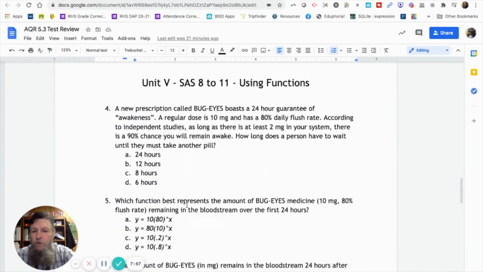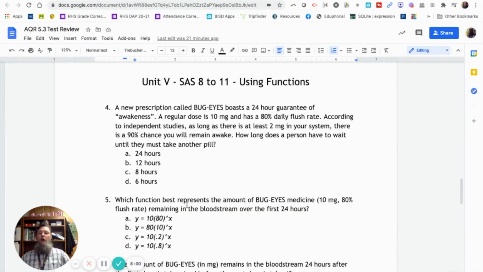All right, question 4. A new prescription called Bug Eyes boasts a 24-hour guarantee of awakeness. Regular dose is 10 milligrams, but it has an 80% daily flush rate. Now, according to independent studies, as long as there is at least 2 milligrams in your system, there's a 90% chance you will remain awake. How long does a person have to wait until they must take another pill?